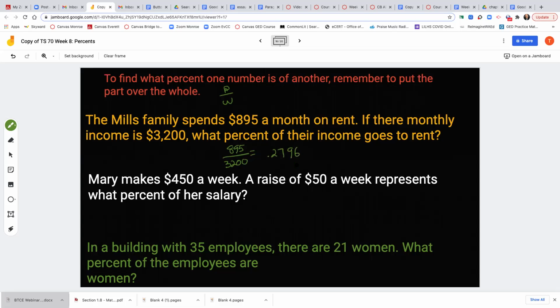0.2796. Now here's why I wrote that many digits out. That is the decimal. If I move my decimal 2 places to the right, it becomes what percent? 27.96% is spent on rent, okay? So that's why I wrote it out that many digits.